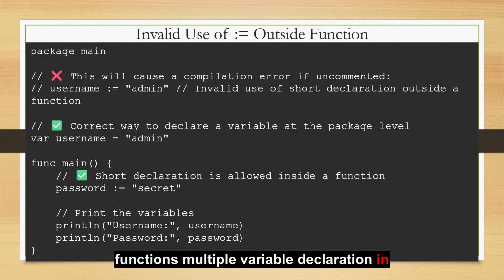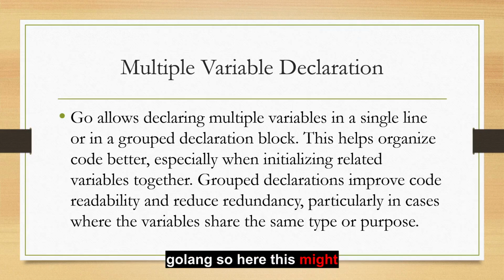Multiple variable declaration in Golang. This might sound like a fancy term, but it's actually very simple and super useful once you get the hang of it. So here's the thing: in Go, you can declare more than one variable at the same time. Instead of writing separate lines again and again, you can group them together. This not only saves space but also makes sure that your code looks clean and is easier to read.